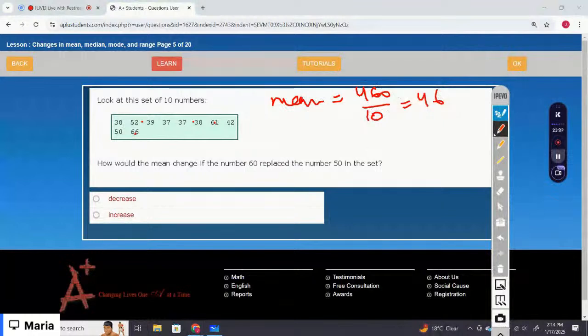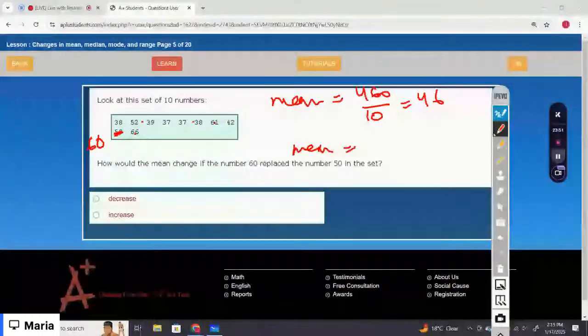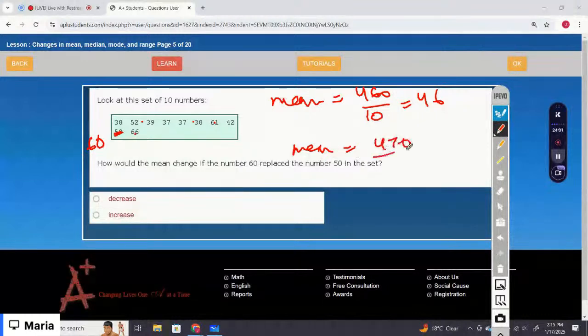Right? Now, if the number 60 is replaced by the number 50 in the set, 50 is replaced by the number 60. So 460 minus 50, that is 410, plus 60, that is 470, divided by 10. So that is 47. So that means the mean is increased.